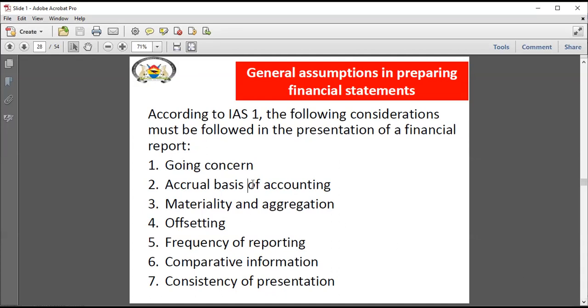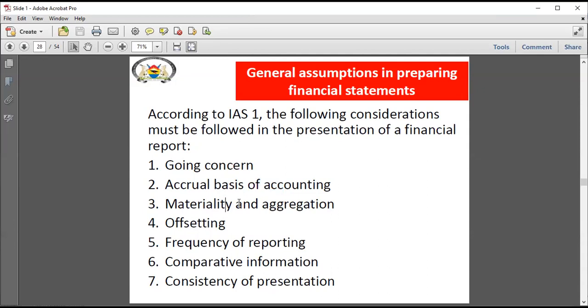The accrual basis of accounting: we recognize transactions as they occur and not necessarily when cash changes hands. For example, revenue is recognized when earned and not necessarily when money is received from the customers. The same thing with expenses. Expenses are recognized at the point when we incur them, even when we have not made the payment. Just like the way we've seen audit fees, we make an accrual for them before we even pay them.